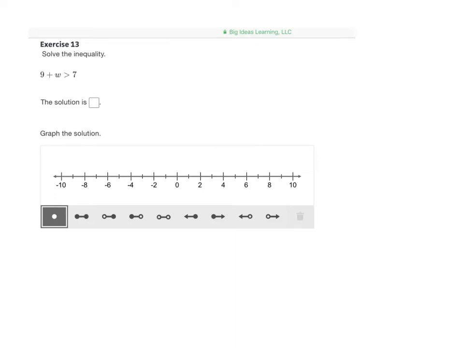Alright guys, let's run down the solutions for 2.2, Chapter 2, Section 2. The first problem, number 13, we need to get W isolated, so we're going to minus 9 from both sides. That gives us W is greater than negative 2. It's going to be an open circle at negative 2, and the inequality tells us the direction, so we're going that way, to the right.